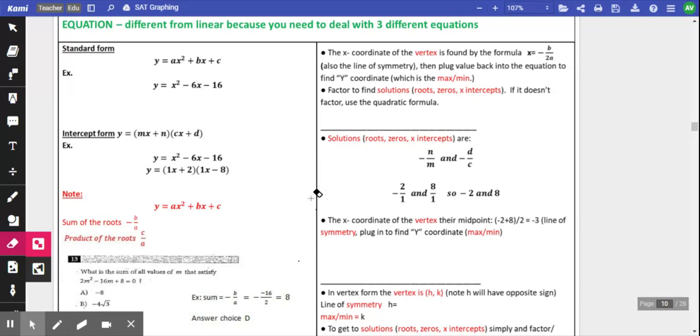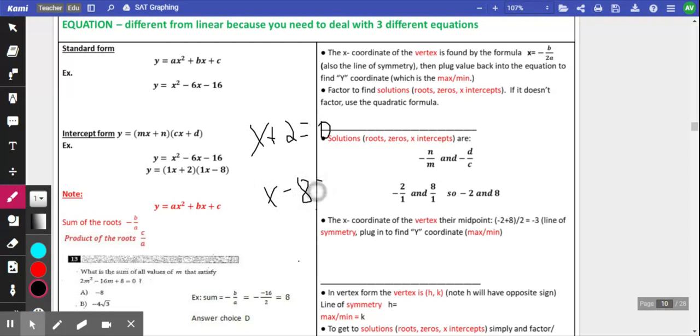To find the answers to this, you would set each one equal to 0. So you would do x plus 2 equals 0 or x minus 8 equals 0. If you do this one, subtracting 2 on both sides, you get x is equal to negative 2. And then over here, 8. So then you would have your 2 solutions.